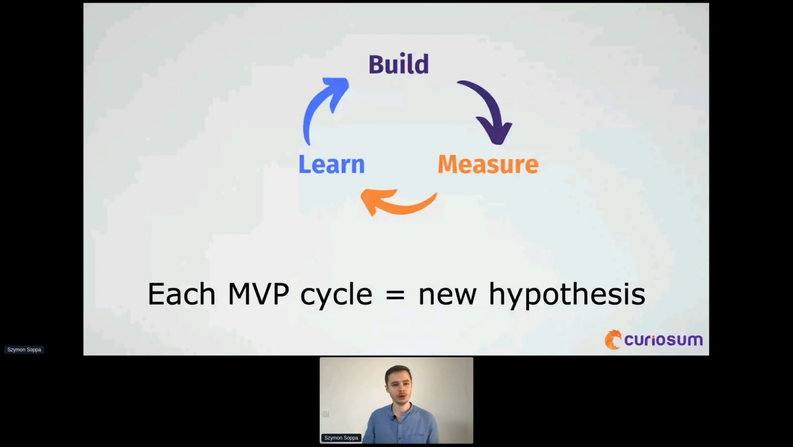So in case of Dropbox, you would build this video and this sign-up page. You would measure how many users are interested in this product, and then you would learn from it. It turned out that a lot of users were interested, but if they wouldn't be, then you would create another version of the app, you would create another video, and then you would try to sign up more people just to see if they're more interested.